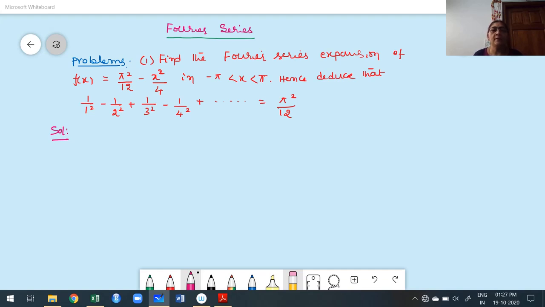In the previous three classes, I already explained applications, who invented Fourier series, how to construct a Fourier series, what are the two cases, and based on the second case, what are the two subcases. Everything I explained. And at the end of the third class, I have given the flow chart also. Based on that, we are going to consider some problems on how to construct a Fourier series. These are the problems given in the question paper or model paper.